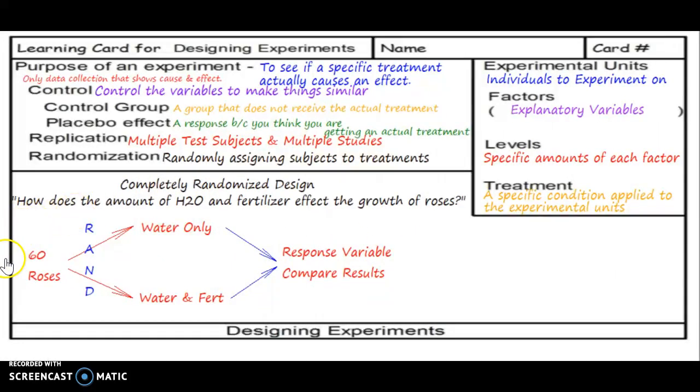But this right here that we have, this is a diagram of a completely randomized experiment that gives you an idea of how to answer the question, how does the amount of water and fertilizer affect the growth of roses? If I had more than just these two treatment groups, I would list more treatment groups in this middle section, and I can get specific with the response variable as well. But this is just a very basic diagram of a randomized designed experiment.